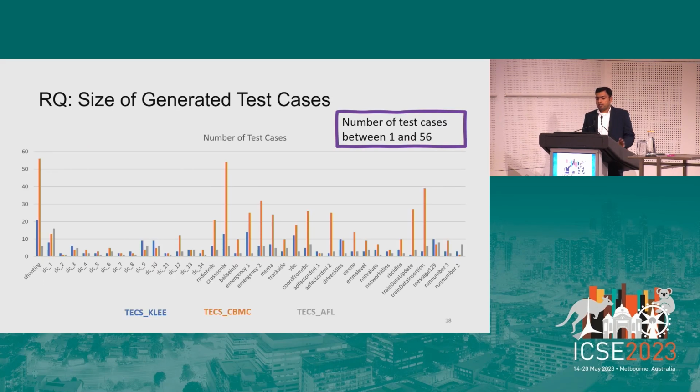The other data shows the efficiency of our test cases. The number of generated test cases should be of manageable size. Here we have a range between 1 and 56 test cases.